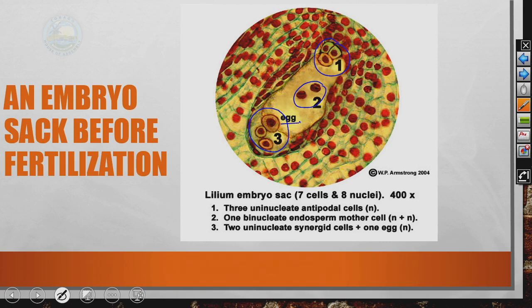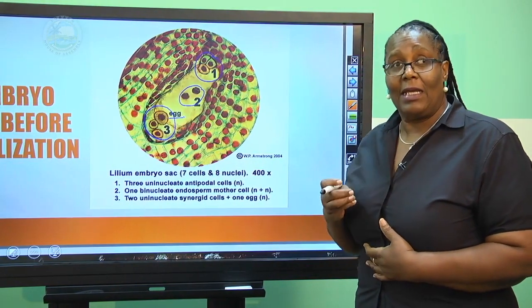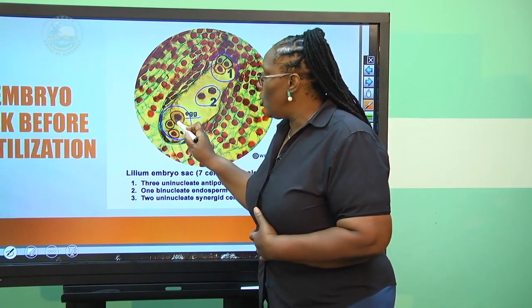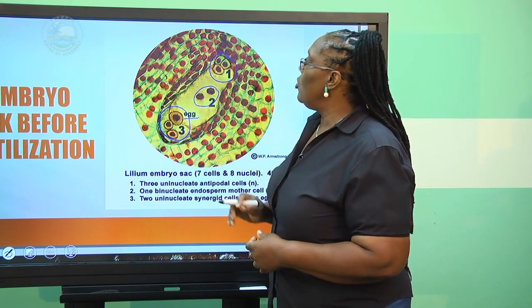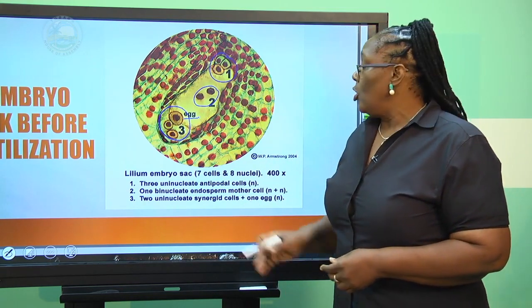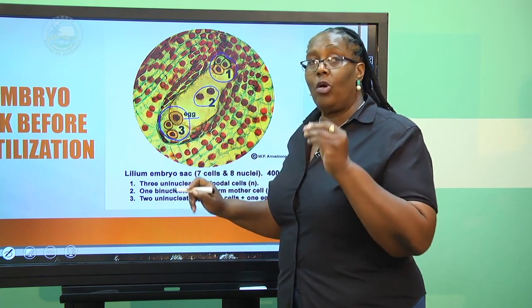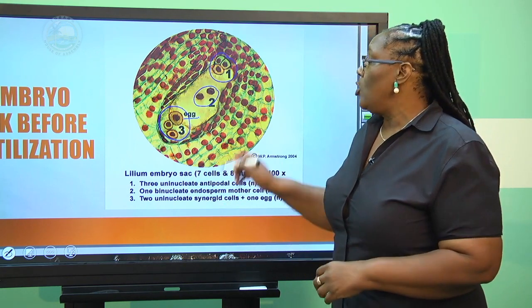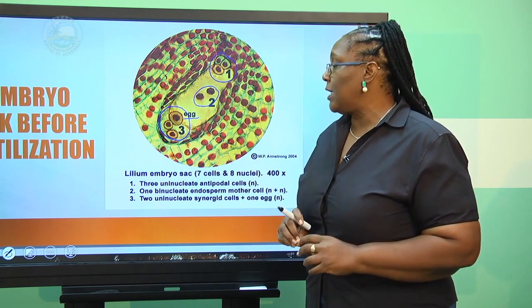But if it was not identified, how may you have known that that was the egg cell? Normally, the egg cell is the largest cell inside of the embryo sac. It's the largest one. And it will have the 2 other nuclei, which are the synergids, and on the opposite end you have the 3 antipodal cells. Now normally what you will observe is that the egg cell is closest to the micropyle. So wherever the micropyle is, you will see the egg cell within the triploid structure of cells there.